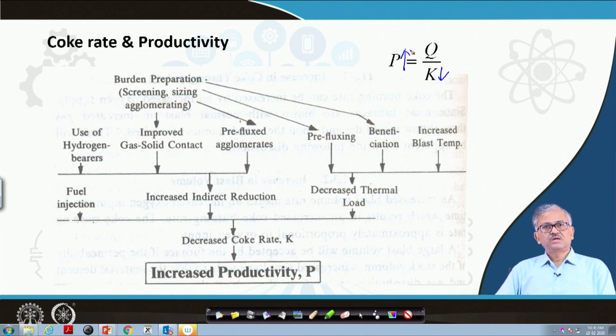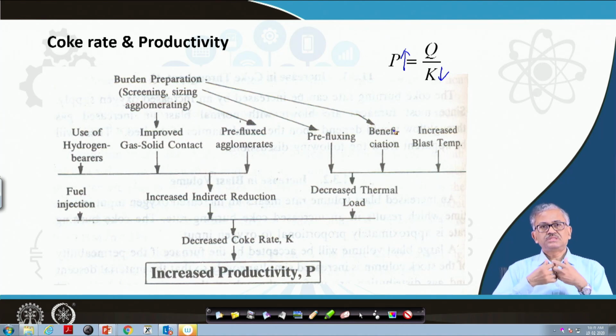Now, how to reduce the coke rate in the blast furnace? Burden preparation has a great role in reducing the coke rate. We have discussed this previously also. And what is this burden preparation? Burden preparation means you can do the beneficiation.